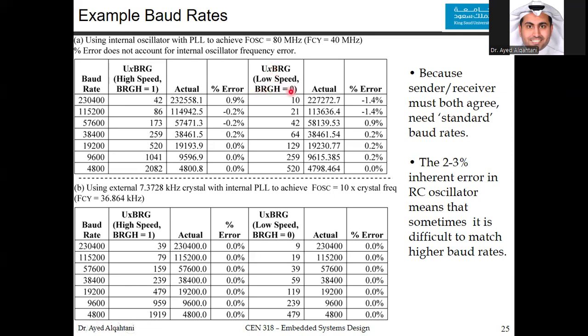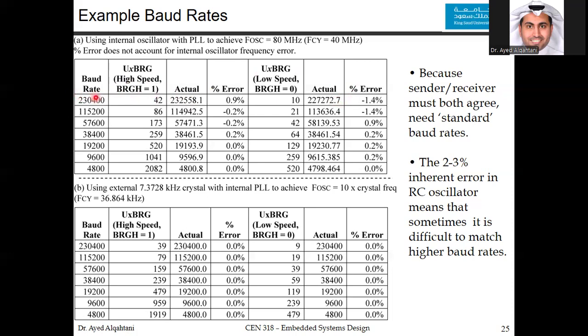Which means the BRGH is equal to 0. So in the high speed, if you use an internal oscillator, we will have certain errors, a certain percentage. Similarly, for the low speed, we will have certain errors. So you want the baud rate to be this value, but you are not actually getting this value here nor there.